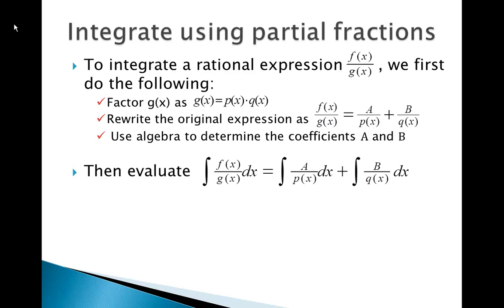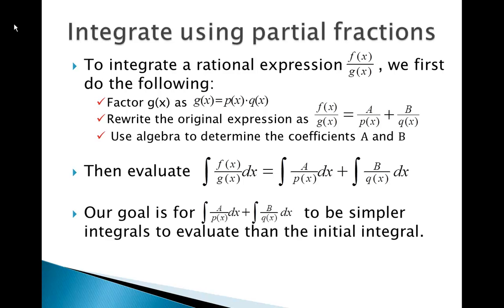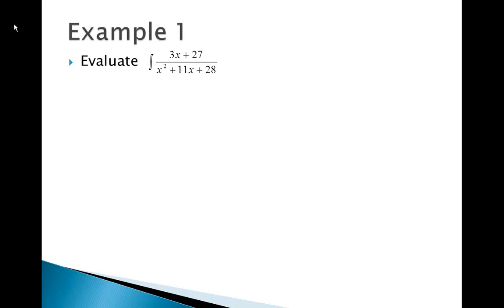So then we want to evaluate the integral of f over g, which would be the same as evaluating the integral of a over p plus the integral of b over q. And our goal is for those two partial fractions to be simpler integrals to evaluate than the f over g expression that we started with. So let's look at our first example. We want to integrate 3x plus 27 over x squared plus 11x plus 28.